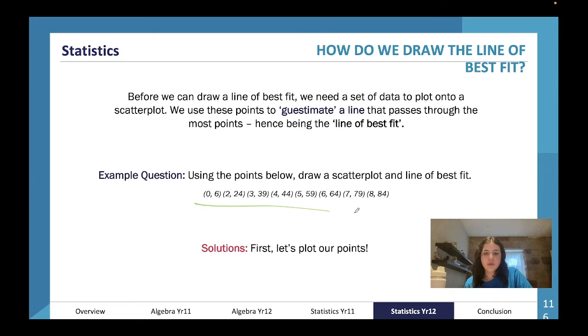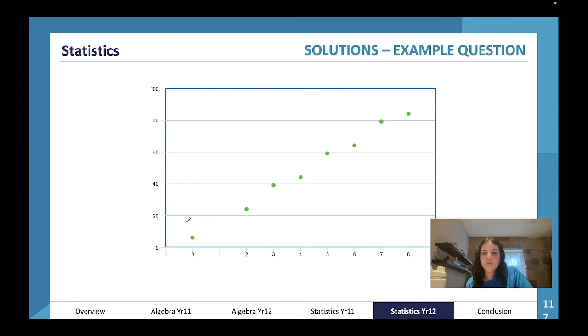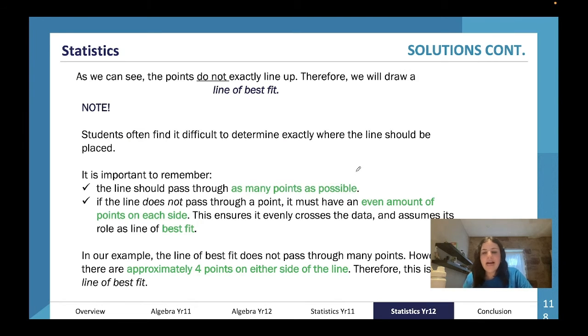Use the points below, draw a scatter plot and a line of best fit. So 0, 6; 2, 24; 3, 39; 4, 44; 5, 59; 6, 64; 7, 79; 8, 84. We've plotted all of those in. These were our y, these were our x. These have all been plotted in. As we can see, the points do not exactly line up. So therefore, we're going to draw a line of best fit.